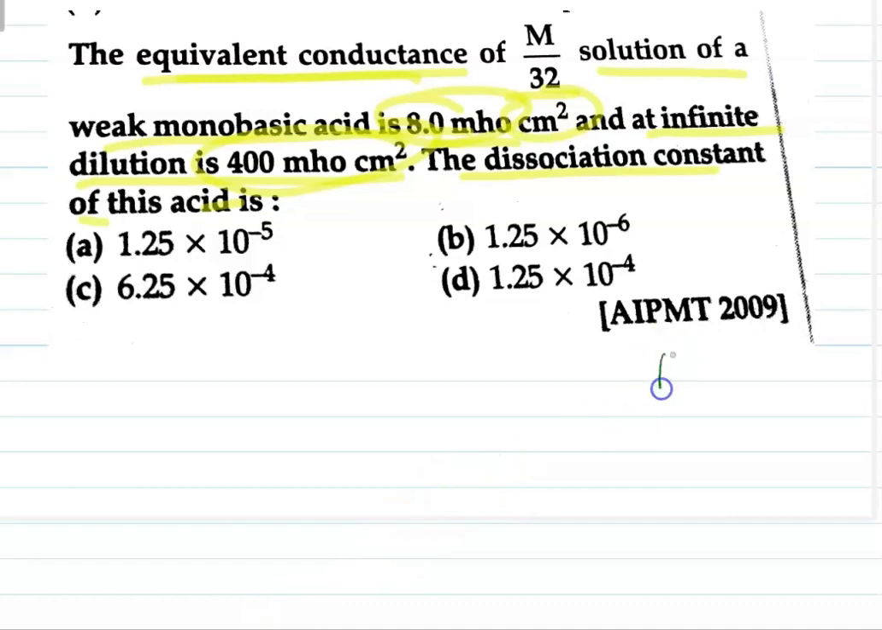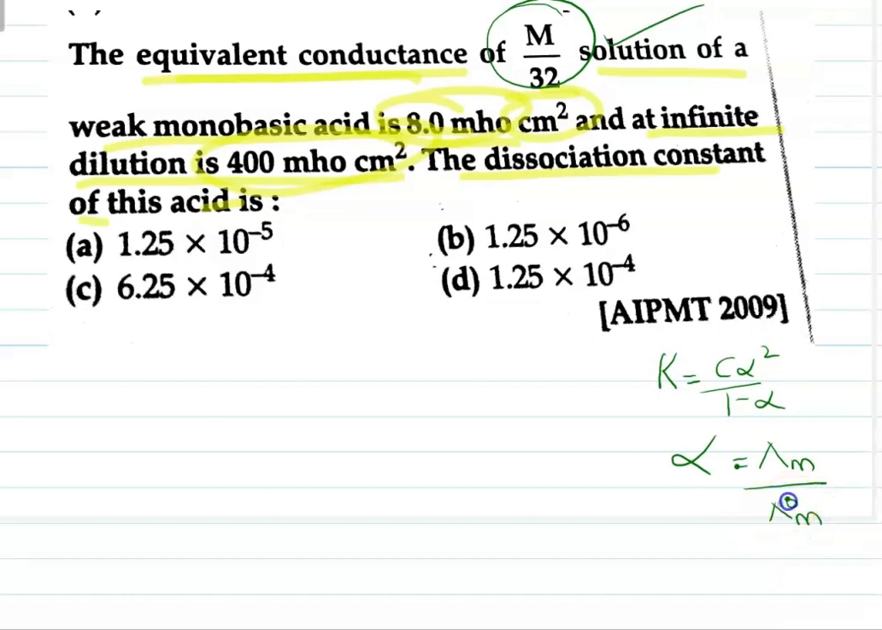What is the dissociation constant formula? Dissociation constant K is equal to C alpha square by 1 minus alpha. C is already given, C is nothing but concentration. So we need alpha. Once you get alpha, you will get the answer. Alpha is the degree of dissociation, and the formula is alpha equals lambda m by lambda naught m. These are the two formulas we need to use. First we need to get alpha, then substitute into this to get the answer.